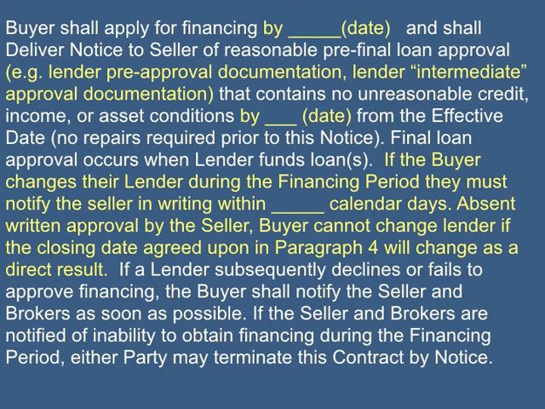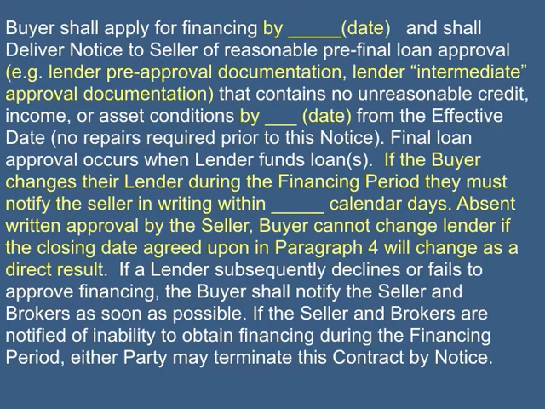So absent written approval by the seller, the buyer cannot change the lender if the closing date agreed upon in paragraph 4 will change as a direct result. Make sure your buyer knows this when they are writing the offer, when they're selecting their lender. Let me emphasize here, if they put in there that the lender is going to be determined, and then later they pick a lender, this sentence applies. They would have to let the seller know who the lender is.